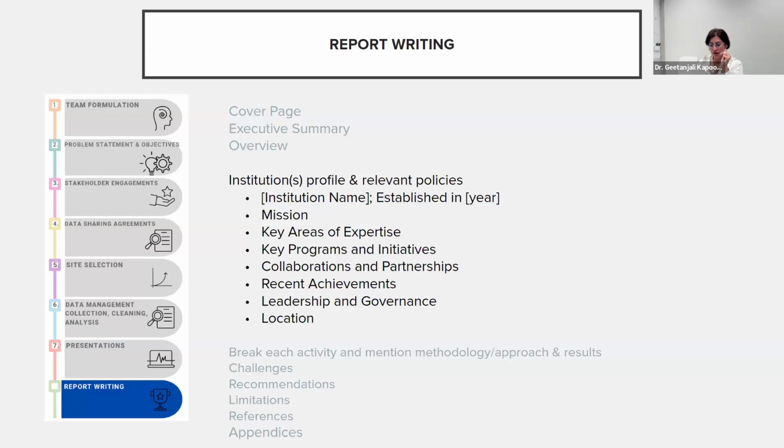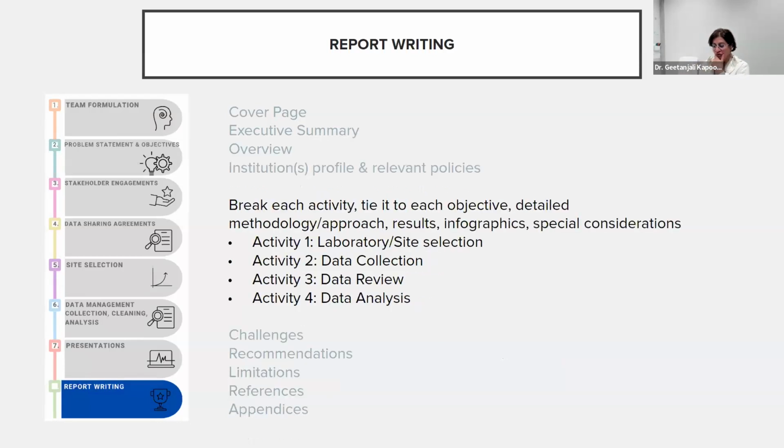Now, coming to your box number 5 and 6, these are actually the main activities which have been done in your surveillance program. When you see where I've written break each activity and mention methodology or approach and the results, I basically mean your point number 5 and 6. So let's move to the next page. Your first activity is going to be your lab selection or site selection. You are going to now write in detail about everything that we had discussed on day 2. What all did we discuss in lab and site selection?